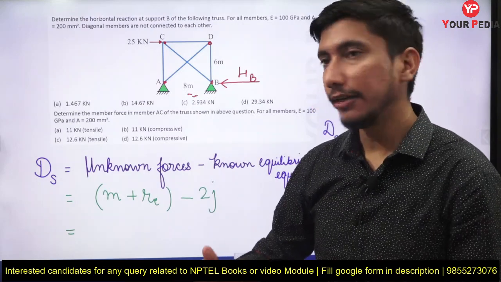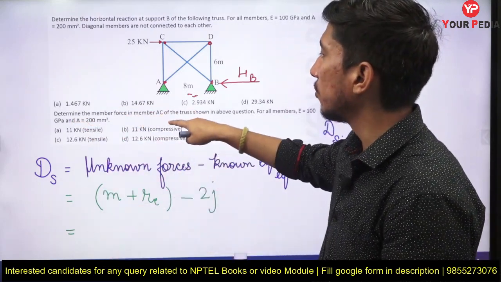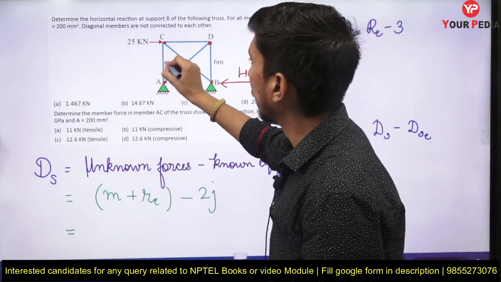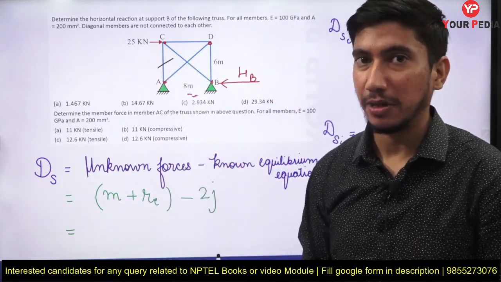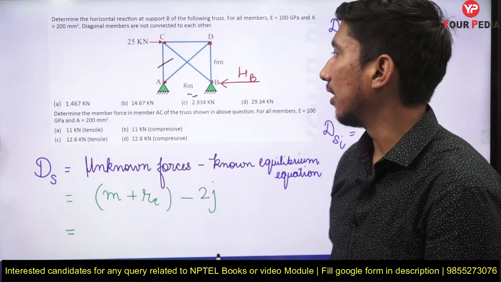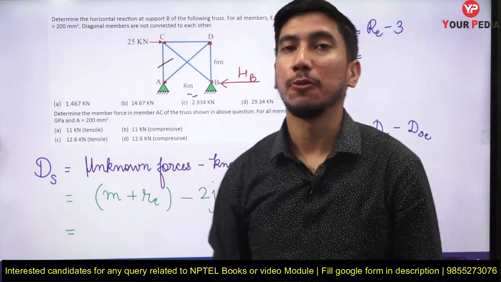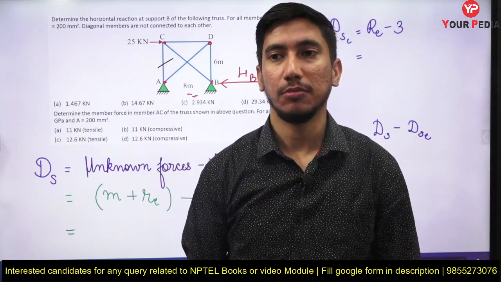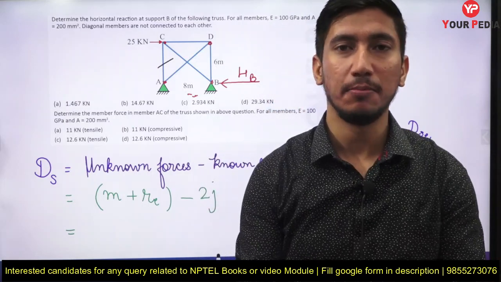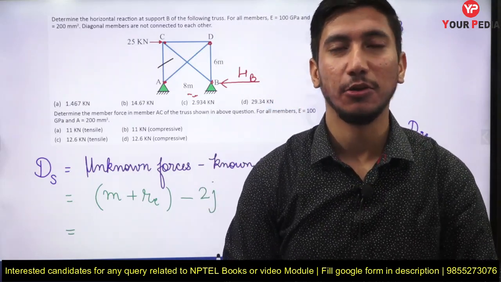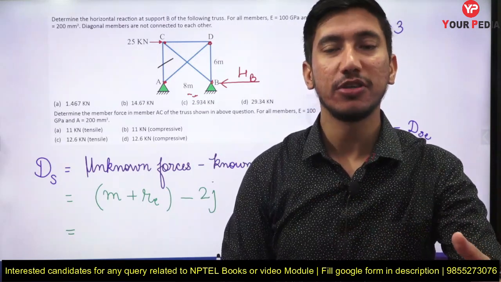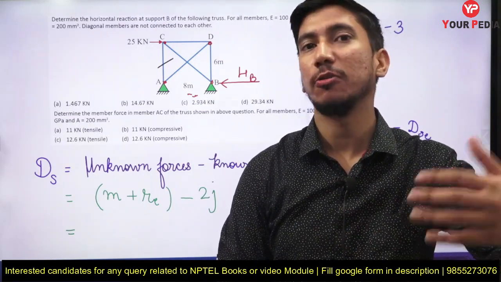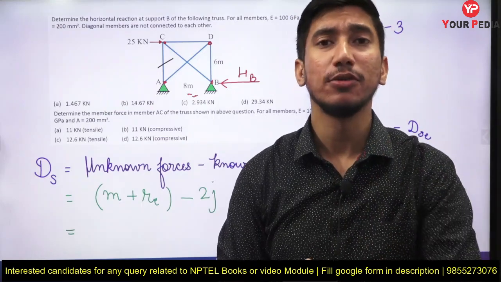And the second linked question is we have to determine the member force in the AC member. So in this member basically we have to determine the actual force in this member. Now we have been given some options also. Now basically finding force in a member of a truss is very easy. We can find the support reactions from the available equilibrium equations, and we can use the method of joints or method of section, and we can find the force in that member.